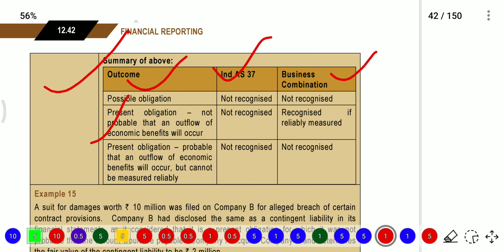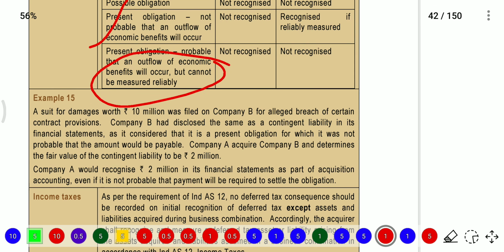Whenever you have a present obligation for which an outflow of economic benefit is probable but it cannot be measured reliably, then you cannot recognize it. This is what they have provided.